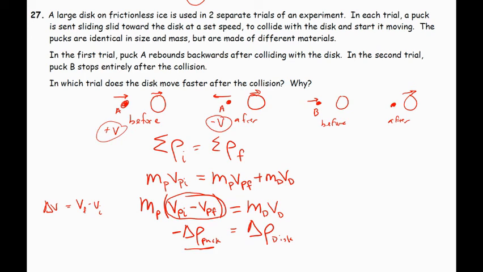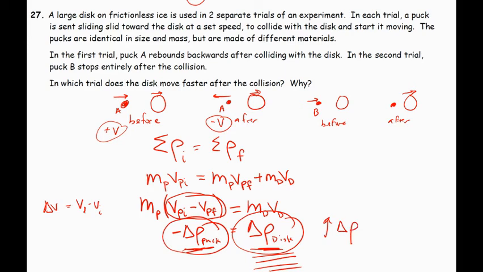So because you have a much larger change in momentum for puck A, it causes the disc to move faster with puck A because these are equivalent to each other. Okay. So if you have a larger change in momentum here, you're going to have a larger change in momentum here. So larger change in momentum is going to give you a larger change in velocity. Okay. Hopefully that's helpful for you.